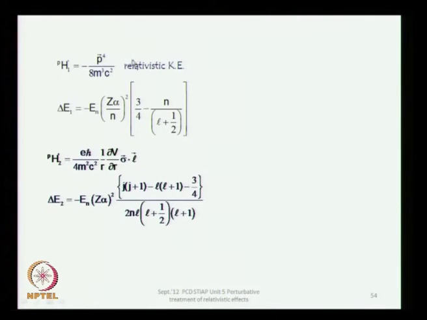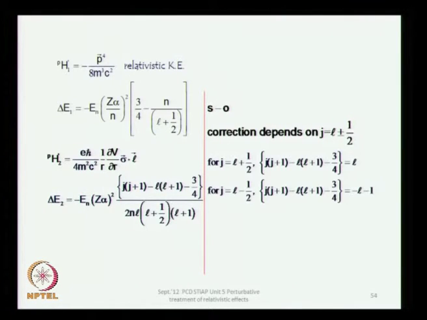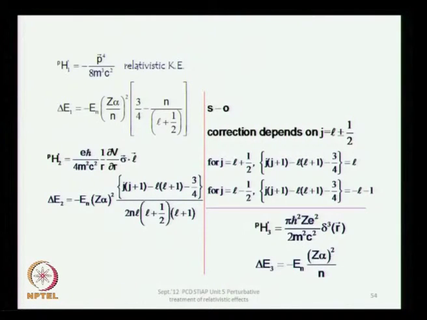So, you have the correction due to the relativistic kinetic energy term, and you have the correction due to the spin orbit interaction. The spin orbit correction, we know, depends on whether J is L plus half or L minus half. For J equal to L plus half, the numerator in the energy correction is equal to plus L. For J equal to L minus half, this numerator is equal to minus L minus 1. And then you have the Darwin correction, which goes as (Z alpha) square over n.